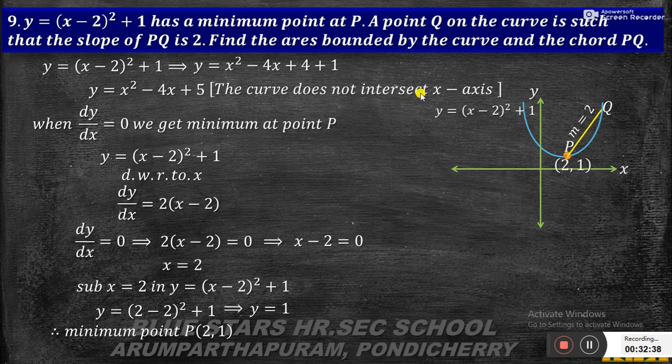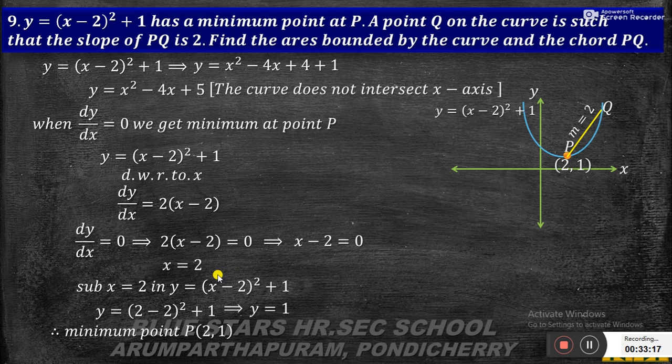The curve does not intersect the x-axis. So, dy by dx equal to 0 gives the minimum at point P. Here you see the question says this curve has a minimum point at P. Minimum point means we take the condition dy by dx equal to 0. So I write the curve y equal to x minus 2 whole square plus 1. Differentiating with respect to x, dy by dx equal to 2 into x minus 2. In the next step, dy by dx equal to 0 means 2 into x minus 2 equal to 0, so x minus 2 equal to 0, which means x equal to 2.